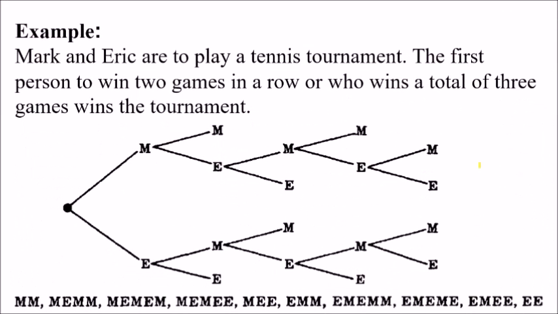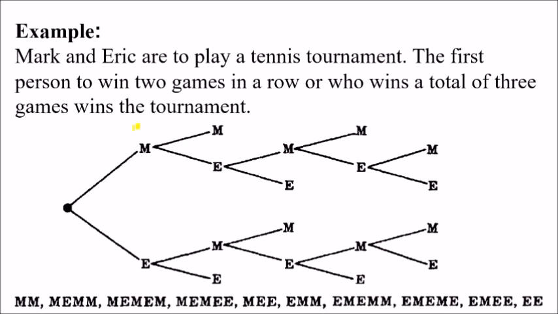We have here another example. Mark and Eric are to play a tennis tournament. The first person to win 2 games in a row, or who wins the total of 3 games, wins the tournament. So, dalawa yung conditions. If one player will win in a row twice, tapos ang game. Or a total of 3, tapos ang game. The tree diagram below shows the possible outcomes who win the game.